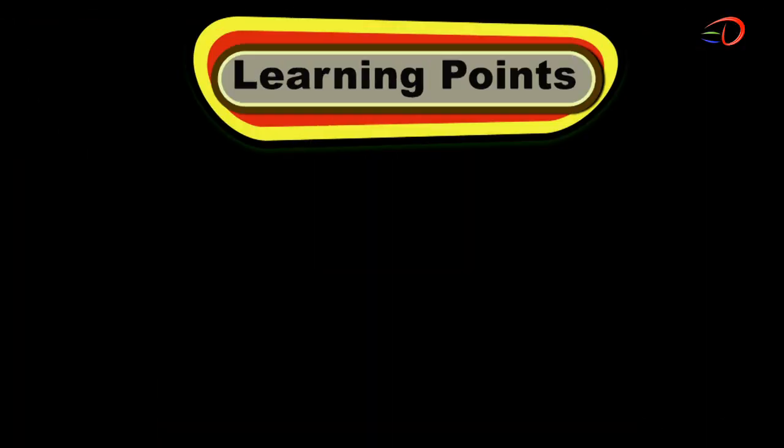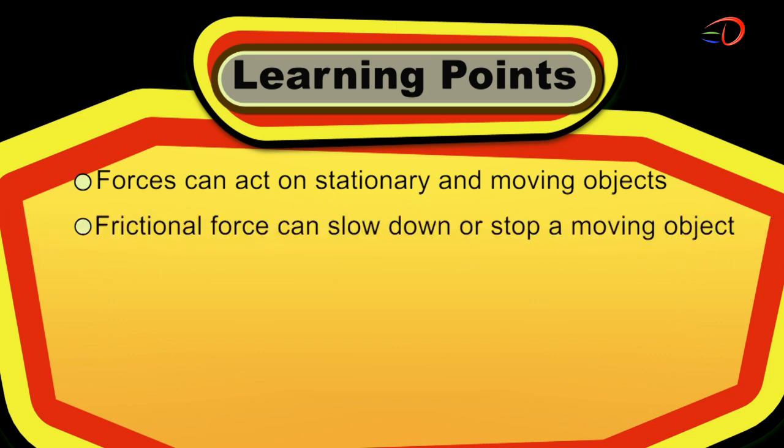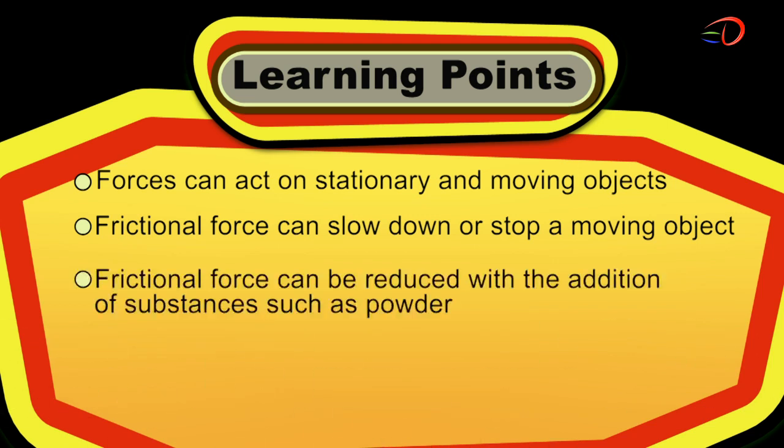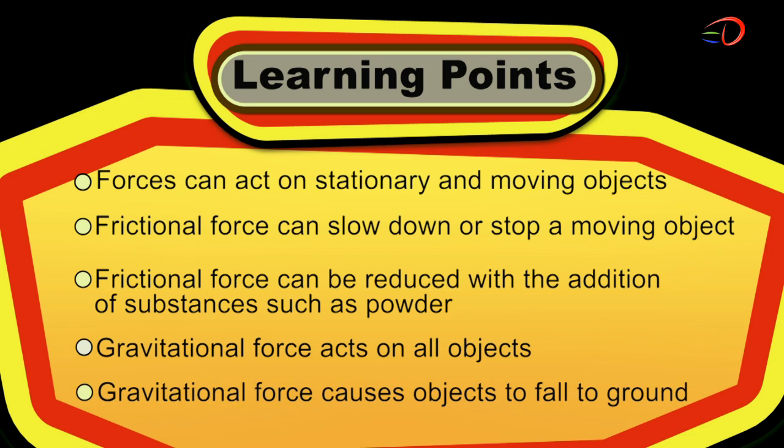From these experiments, we have learned that forces can act on stationary and moving objects. Frictional force can slow down or stop a moving object. Frictional force can be reduced with the addition of substances such as powder. Gravitational force acts on all objects, and gravitational force causes objects to fall to the ground.